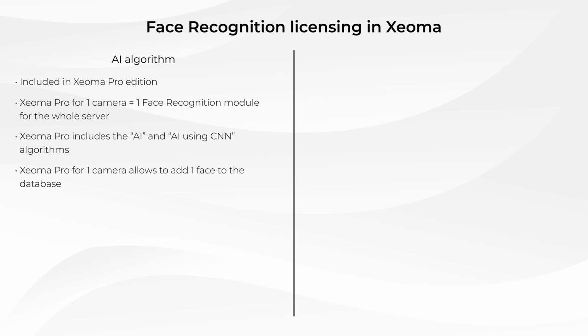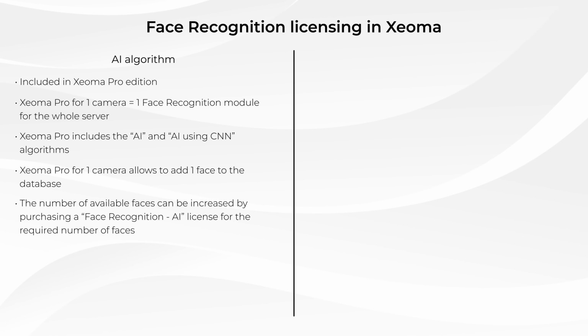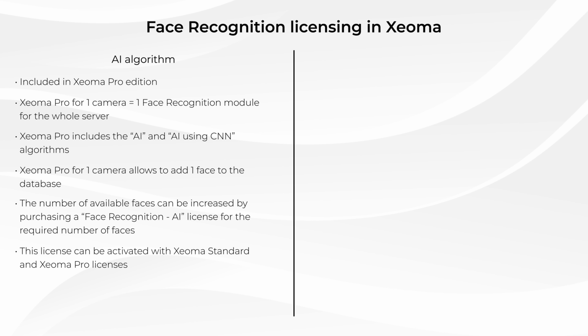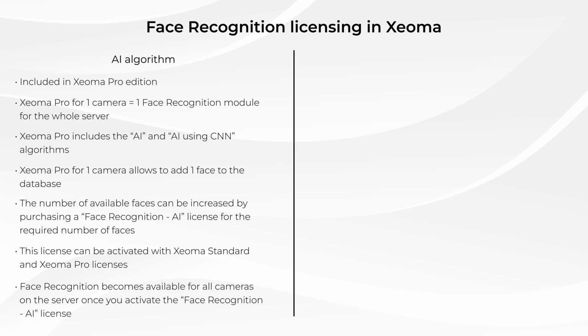To increase the number of available faces, you'll need the additional face recognition artificial intelligence license for the required number of faces. This license can be activated not only with Xeoma Pro, but also with a Xeoma standard license. After activation, the face recognition module becomes available for all cameras on the server.